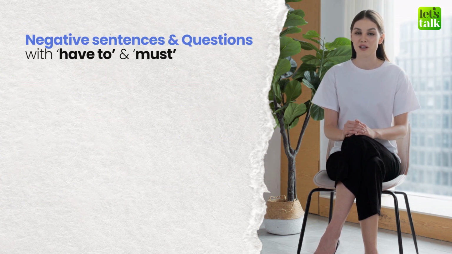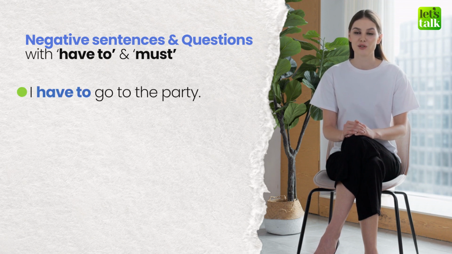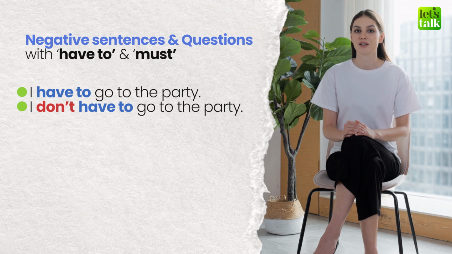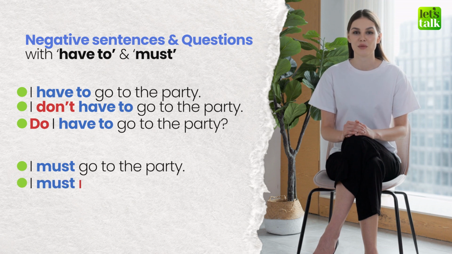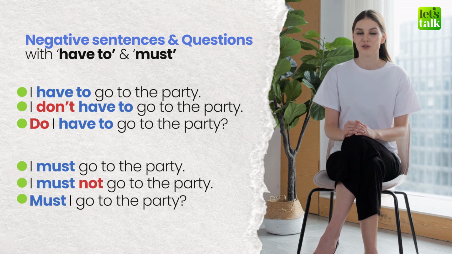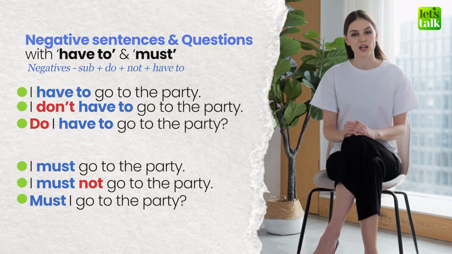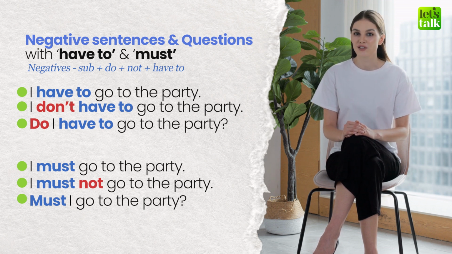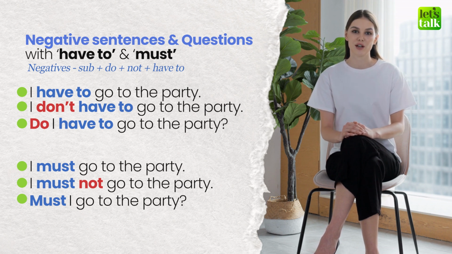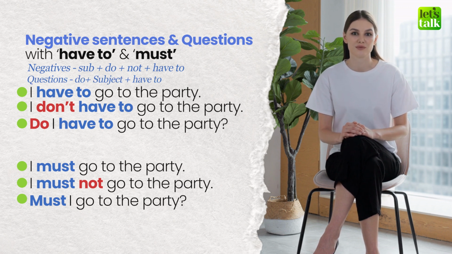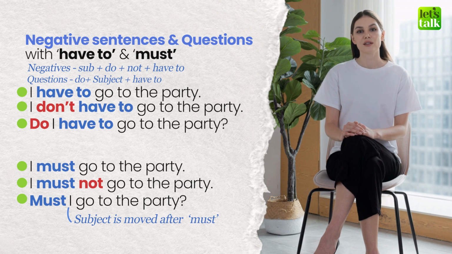Now let's understand how to form negative sentences and questions with have to and must. I have to go to the party. I don't have to go to the party. Do I have to go to the party? I must go to the party. I must not go to the party. Must I go to the party? To form negative sentences with have to, we use do plus not. And for negative sentences with must, just add not after must. To form questions with have to, we use do. And to form questions with must, we move the subject to follow must.